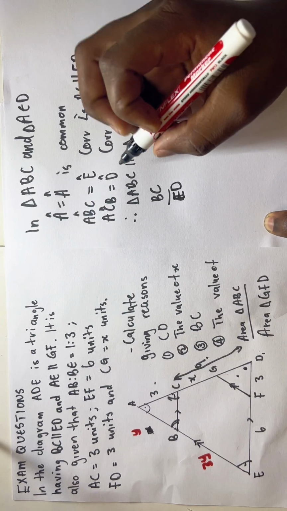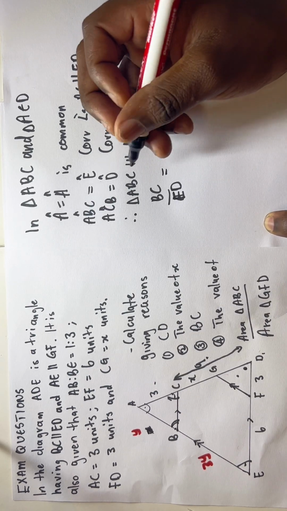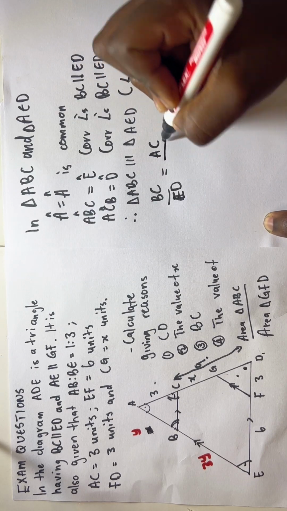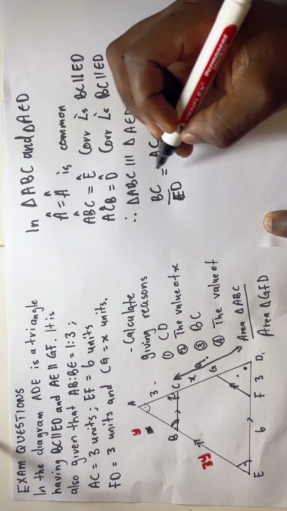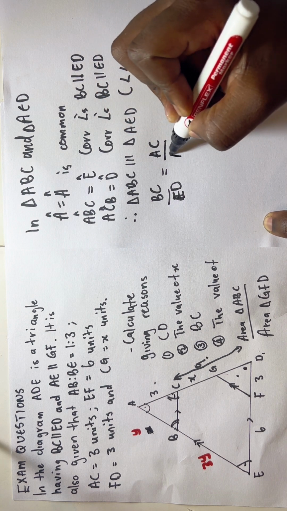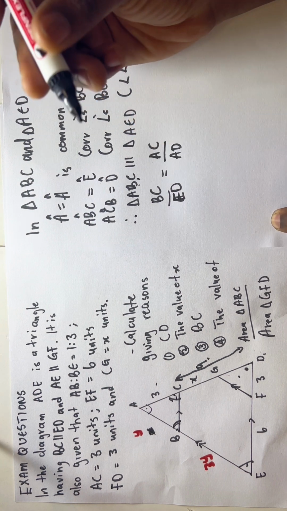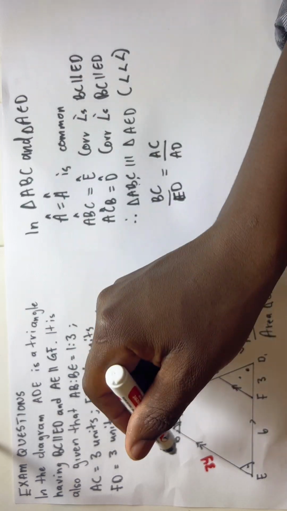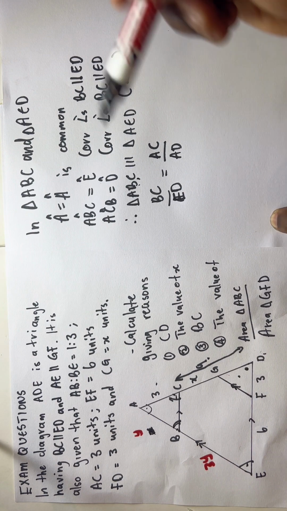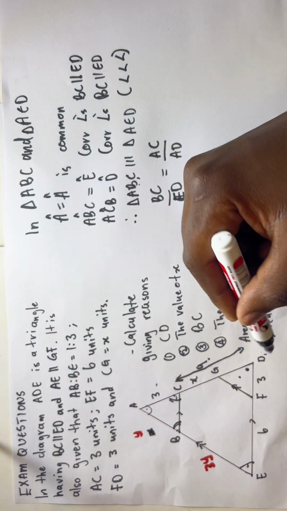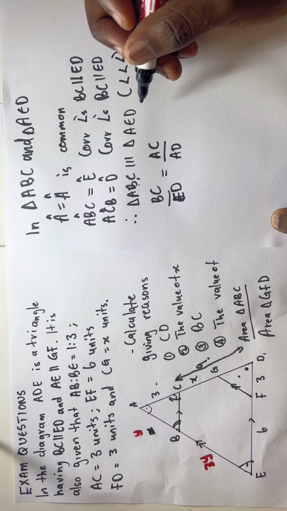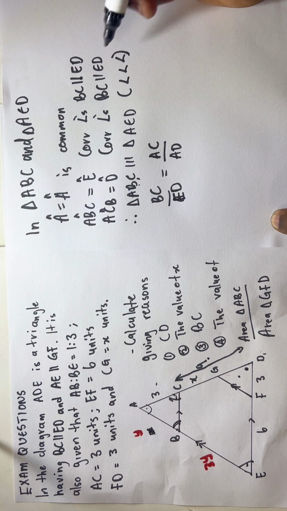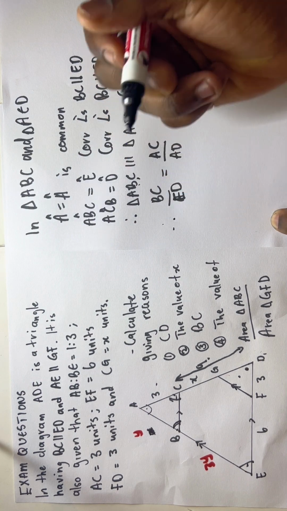The side ED is going to be equal to your AC over your AD. So you have taken your side BC over your ED, which is going to be equal to your AC over your AD. Now this is because of your similarity, so you can also conclude on this.